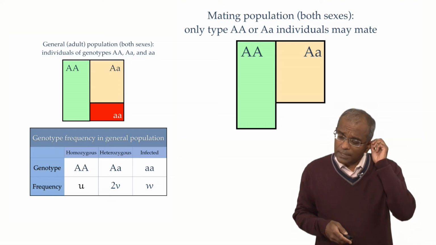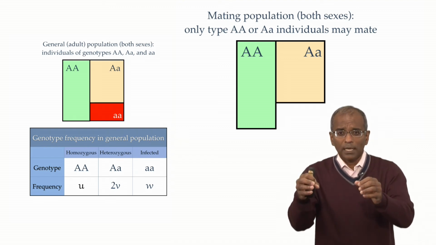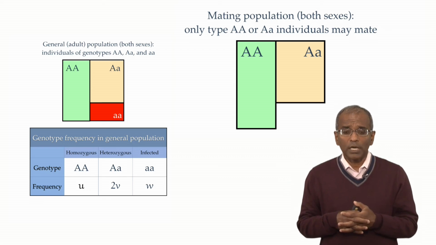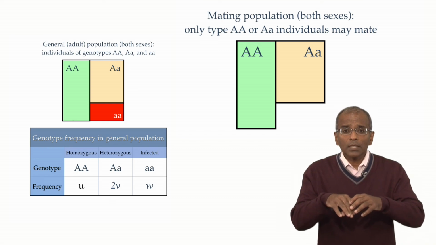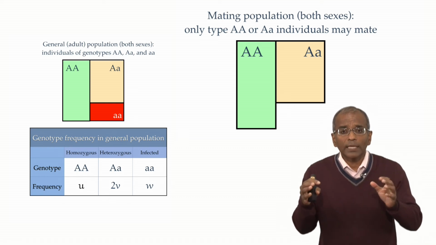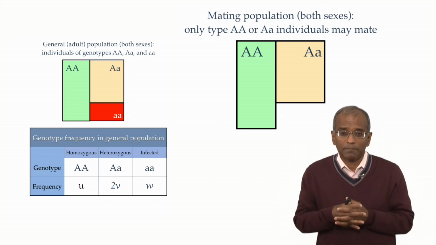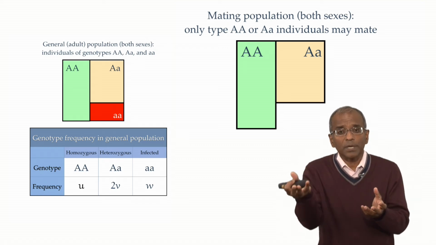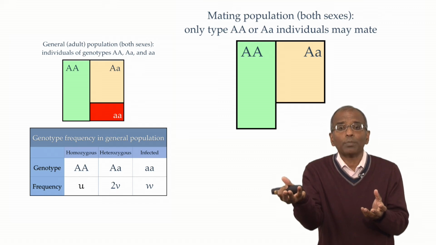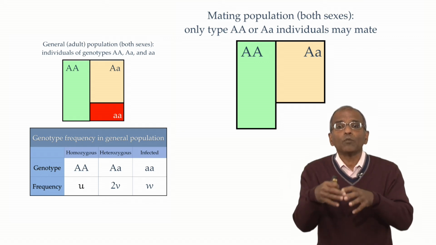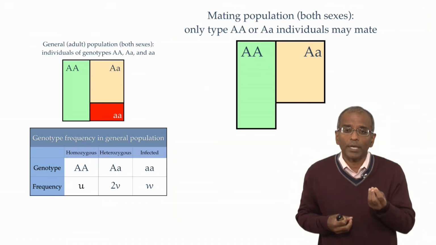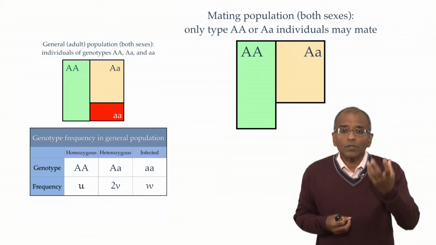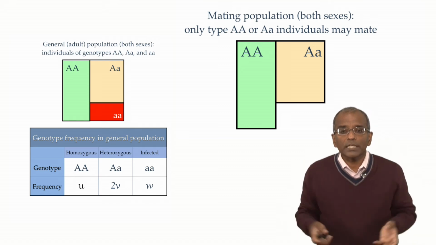Now, if this is the case, let's consider the setting where we had 60% of the population was normal and homozygous, 30% was heterozygous, 10% was infected. Then the 10% of infected individuals cannot mate, and that leaves 90% of the population who can mate. Of this 90%, 60% are normal and homozygous, and so they comprise 60 out of 90, or 2 in 3, or 2/3 of the whole mating population. And the heterozygous individuals, the carriers, comprise 30 out of 90, or 1/3 of the mating population.